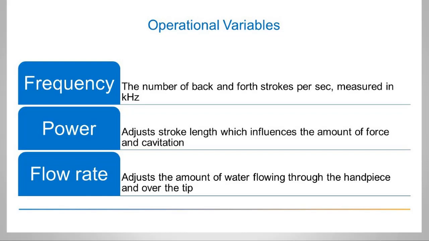Looking at the operational variables, we have the frequency, the power, and the flow rate. The frequency is the number of back and forth strokes per second, measured in kilohertz. The power adjusts the stroke length, which influences the amount of force and cavitation. And the flow rate adjusts the amount of water flowing through the handpiece and over the tip.